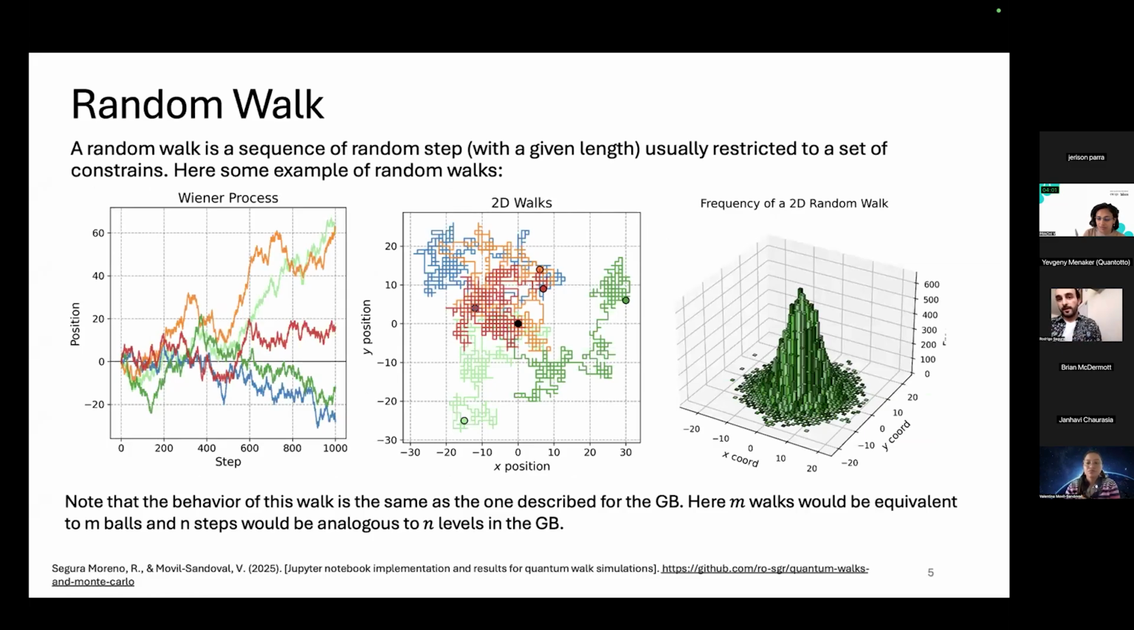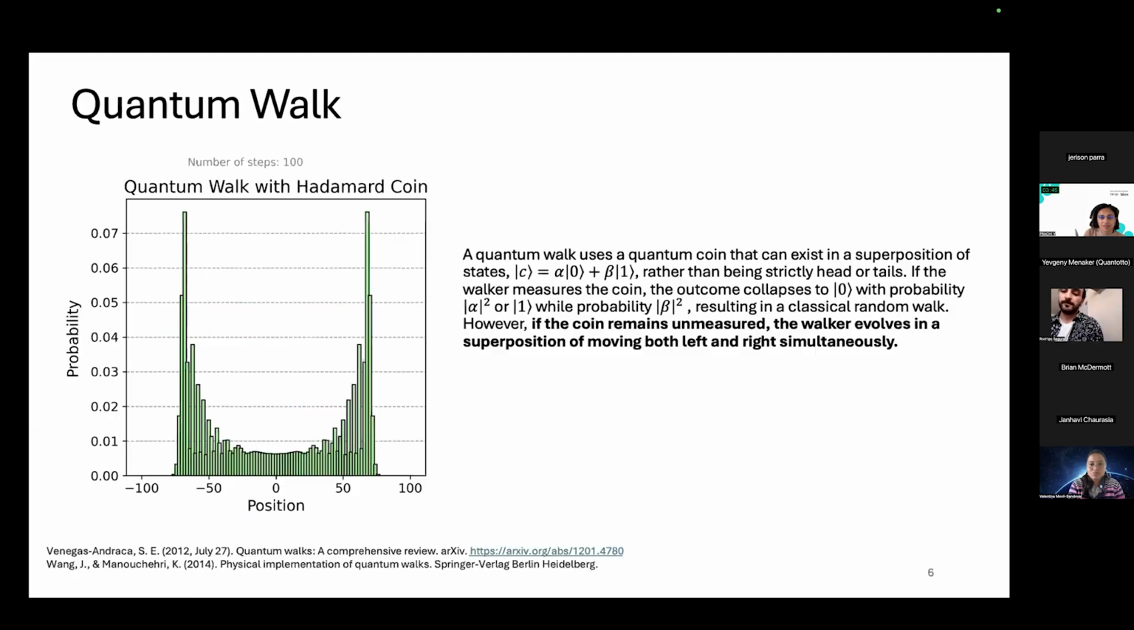First, we explain what a random walk is. The main takeaway is that in one dimension, you can either move left or right for n steps. In 2D, you move left, right, front or back. And the probability of finding you in a certain spot would follow a Gaussian-type distribution in both 1D and 2D.